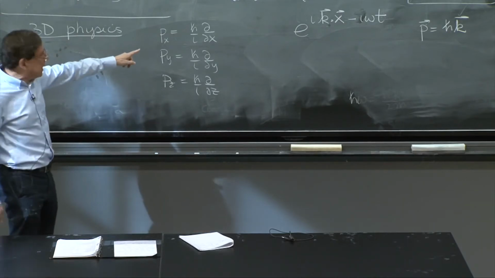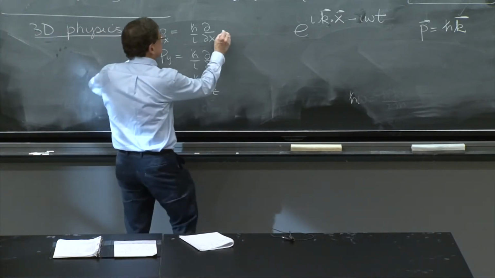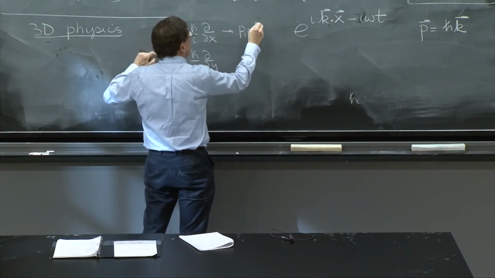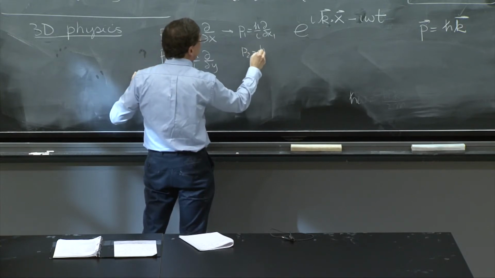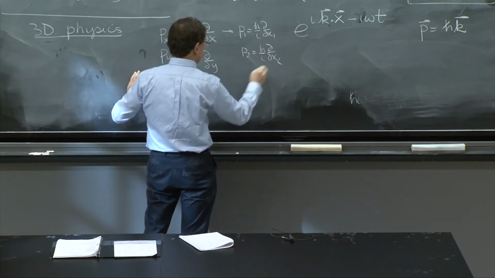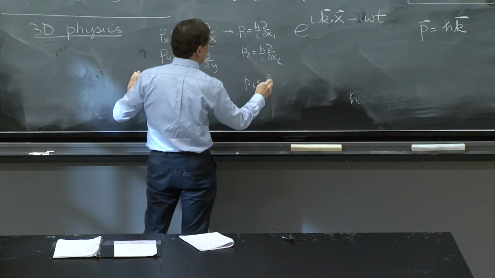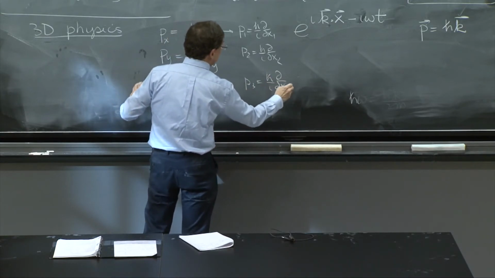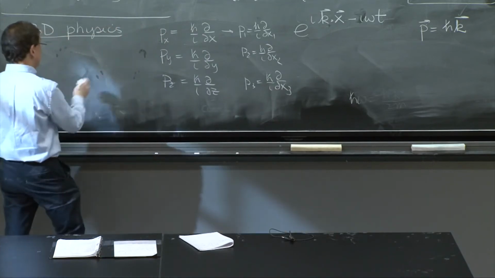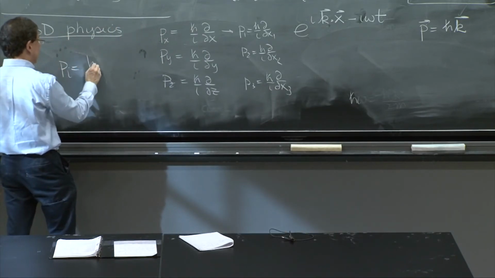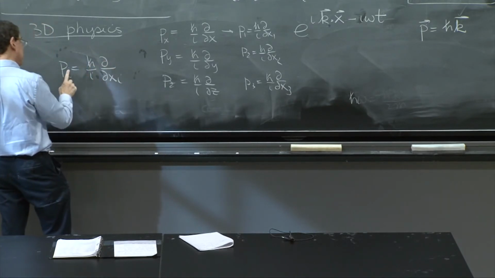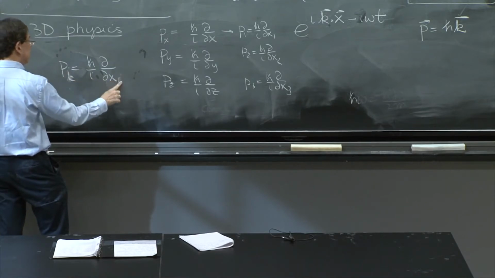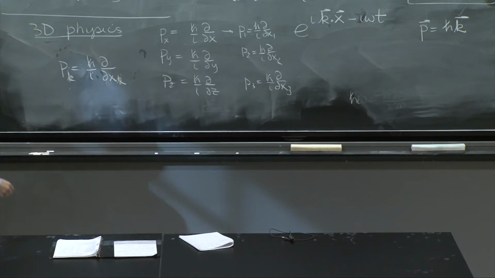Now, it may be easier to write this as p1 equals h bar over i d/dx1, p2 equals h bar over i d/dx2, and p3 equals h bar over i d/dx3. So that you can say that all these 3 things are pi equals h bar over i d/dxi. And maybe I should put pk, because the i and the i could get you confused, with k running from 1 to 3.